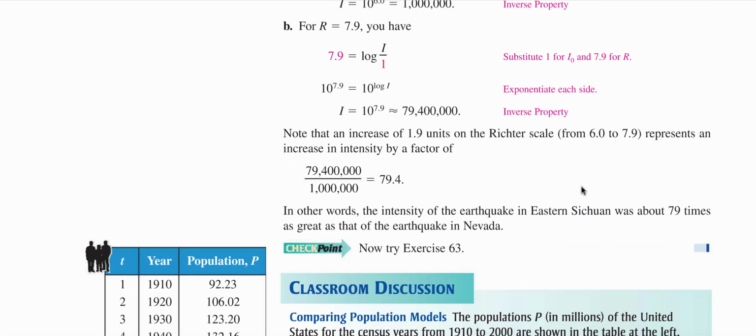79,400,000. Note that an increase of 1.9 units on the Richter scale, from 6 to 7.9, represents an increase in intensity by a factor of 79.4. In other words, the intensity of the earthquake in East Sichuan was about 79 times as great as that of the earthquake in Nevada.